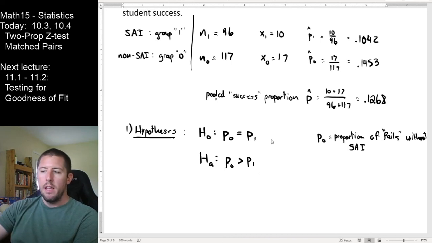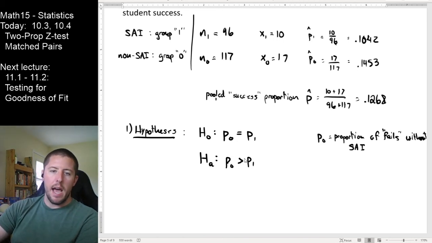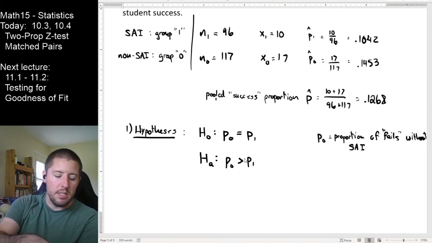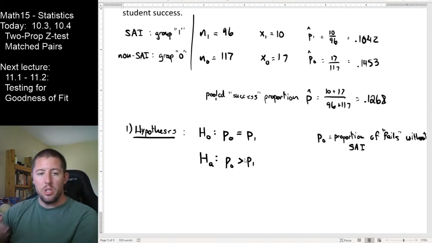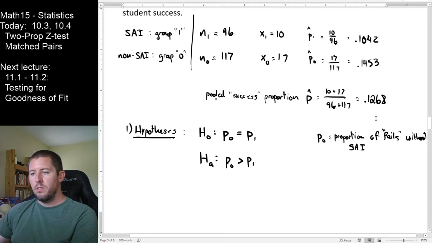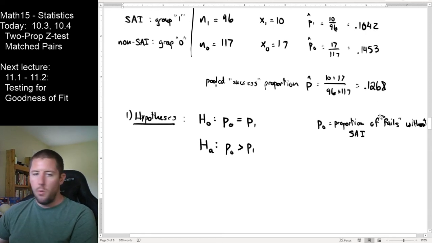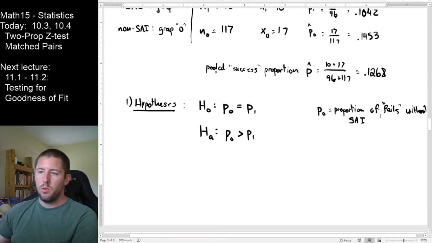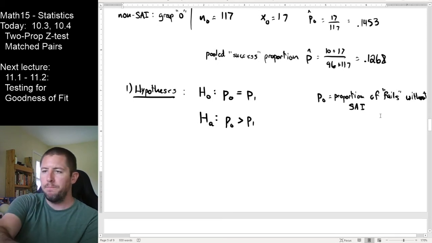Does that make sense? If P1 is our proportion of fails with SAI, we are suspicious that it will be smaller than the proportion of fails if you don't take an SAI class. We're suspicious that taking this SAI class is going to reduce the fail rates for those students, so we're expecting a larger fail rate when you don't have the SAI class. That's what my hypotheses are saying right there.